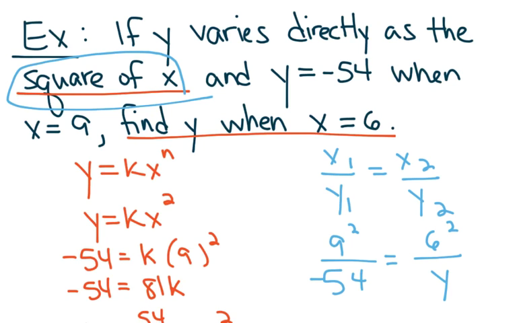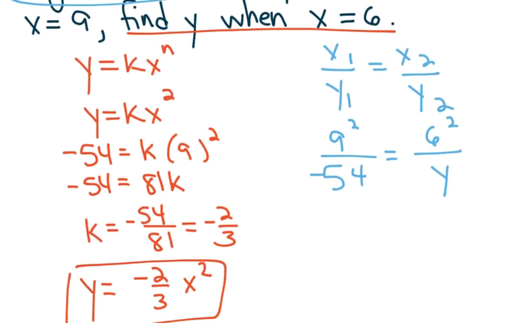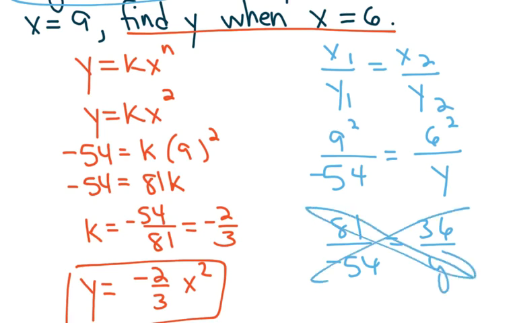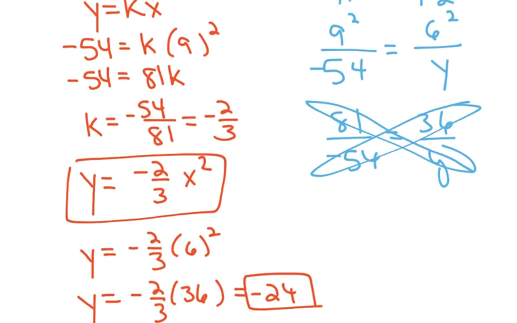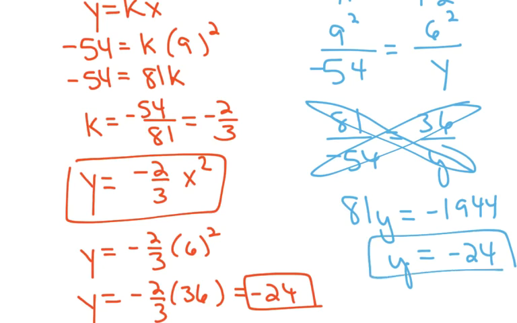A lot of times students who reason out the answer to this problem have really just done a proportion. So 81 over negative 54 is equal to 36 over y. Oops. Let's make that a y. And then we're just going to cross multiply. So 81y is equal to negative 1944. And then when you divide by 81, you get negative 24.